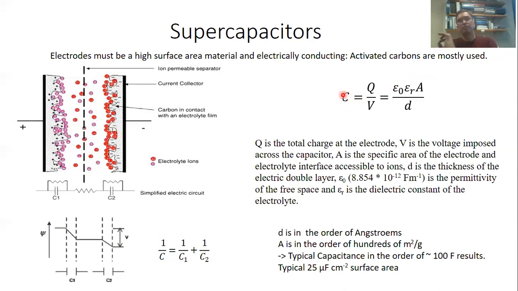However, there is also another component to this. The capacitance is also inversely proportional to the distance. And by distance we mean basically the distance between the positive charges and the negative charges. Okay, so now a single electrode with a single double layer actually represents a single capacitor, because we have positive charges and negative charges that are separated by a specific distance.